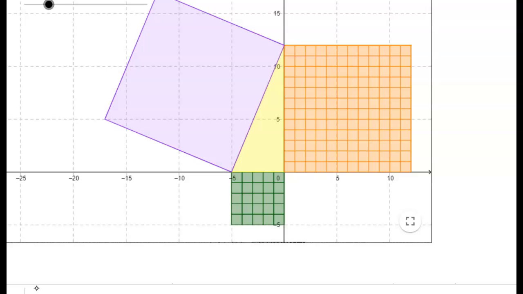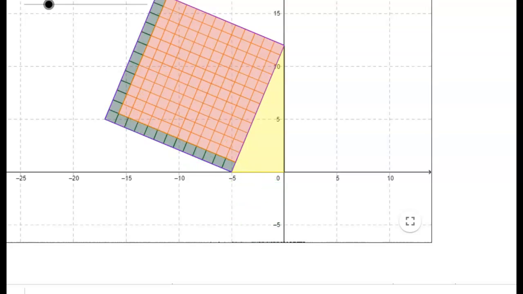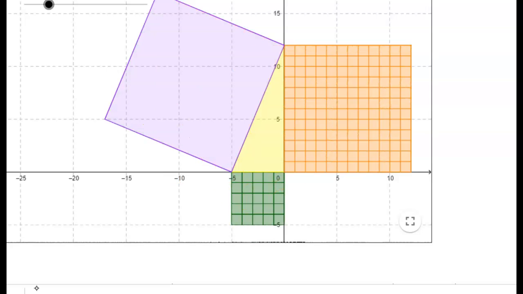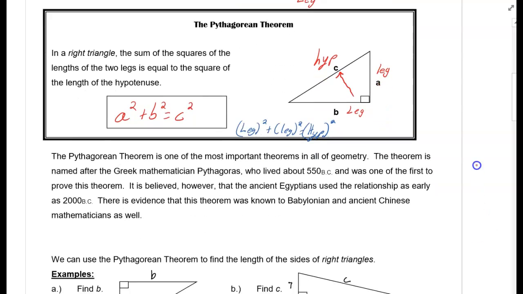Even if you had a bigger triangle, as long as you have a right triangle, again, I can slide that orange into the purple, and then all the little green squares fit perfectly in there. So that's where leg squared plus leg squared is equal to hypotenuse squared comes from.